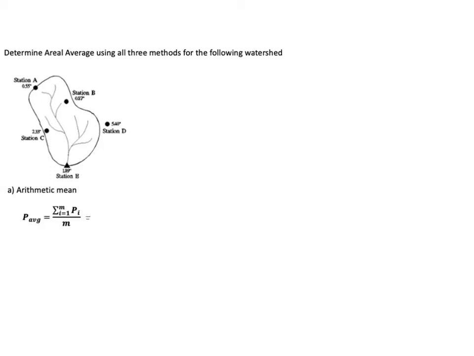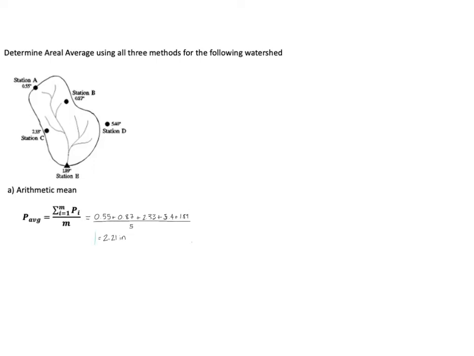So let's go ahead and calculate this average. So I'm going to take the average at each of the stations. So I have 0.55 inches from station A, plus 0.7 inches from station B, plus 2.33 inches from station C, plus 5.4 inches at station D, and lastly 1.89 at station E, and I divide that by 5 to get an average over the whole watershed of 2.21 inches.